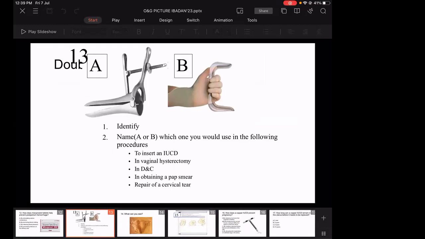So identify the instrument. Speculum. A speculum and a retractor. More attempts. Where are the rest? Why is it only one person or two? So which one is the speculum? Which one is the retractor?